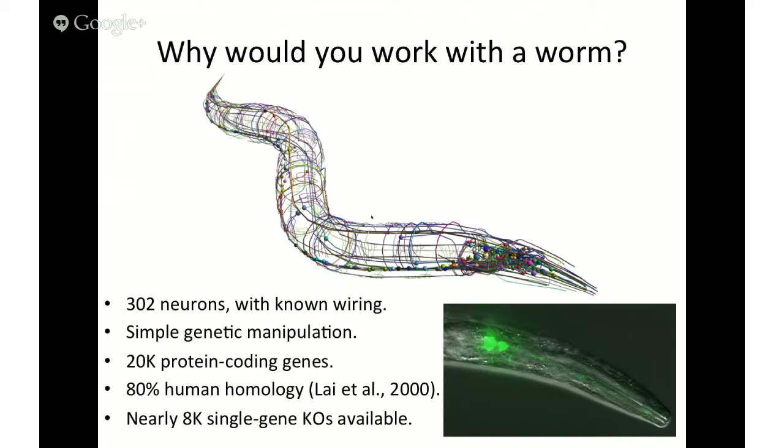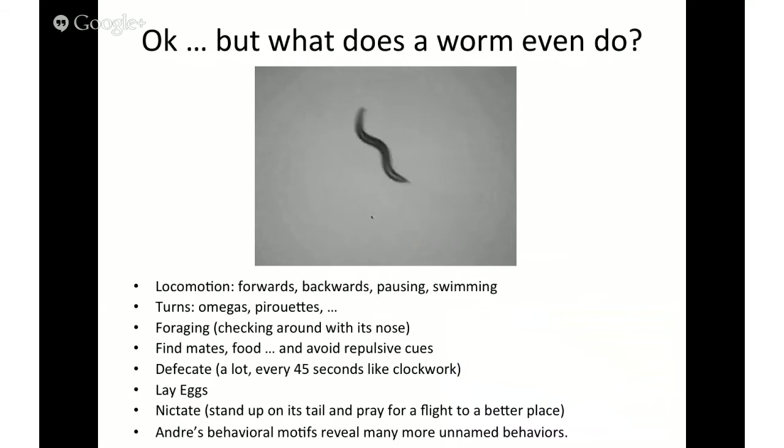You can look to see how that worm behaves differently than a normal worm. Start to explore what's different about that worm. What does that gene actually do? And then we're looking at behaviors. We're looking at phenotypes of the worm. And a lot of people say, hey, does a worm even do anything? It does a little bit.